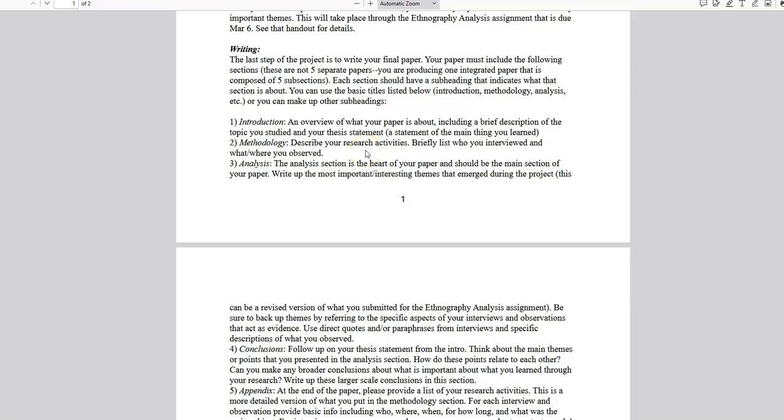The second section is going to be your methodology, where you're going to give a brief list of who you interviewed and what or where you observed. Okay, methods are those research activities you engaged in, so the methodology section is going to be where you're going to talk about that, all right?